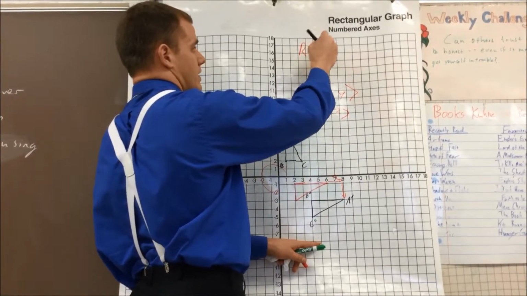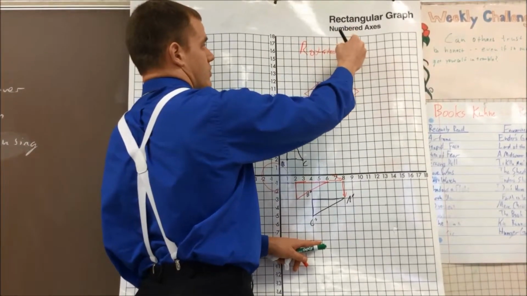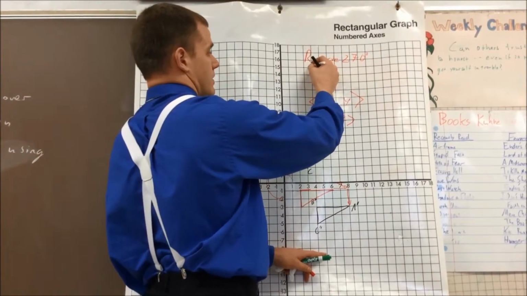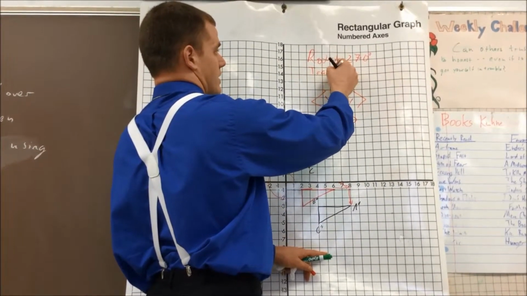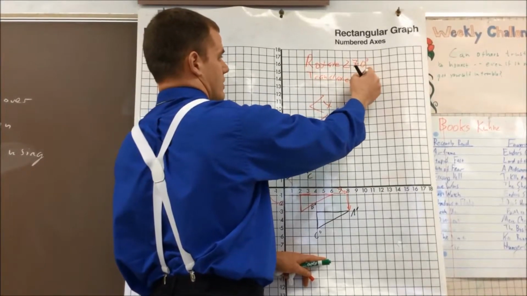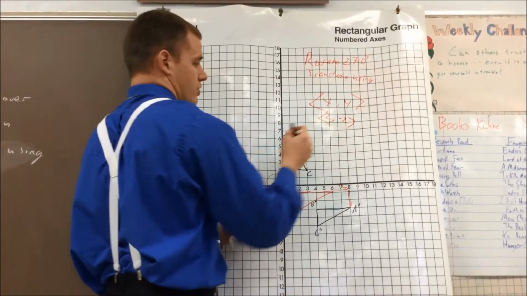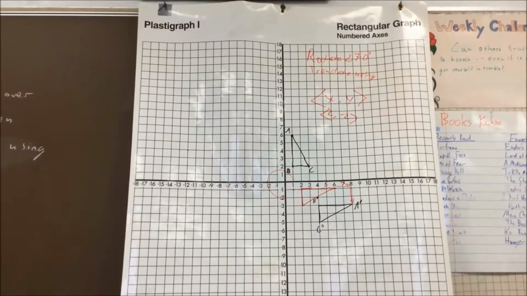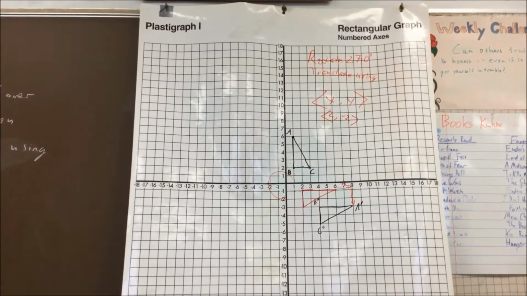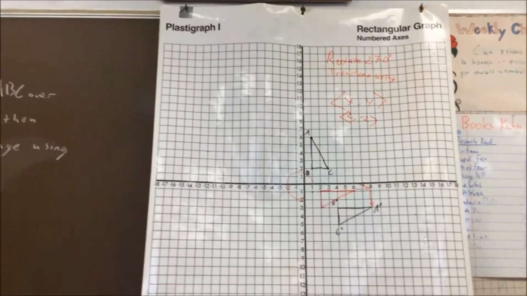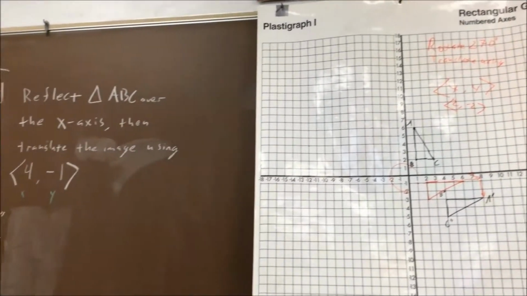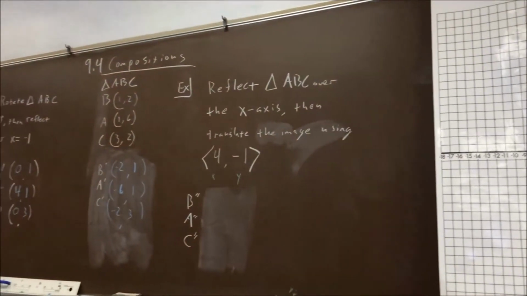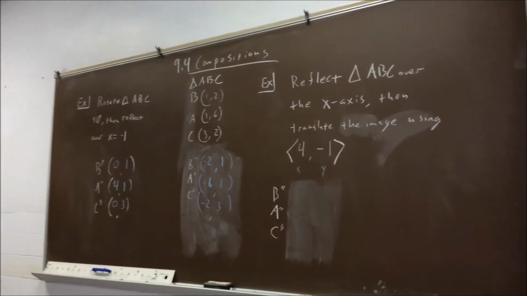So rotate 270 degrees and then translate using 2, negative 2. Excellent. So nice review of everything we've done so far. The graph paper is there for when you start your homework in case you want to do that as well, but make sure you give the coordinates of the final one as well.